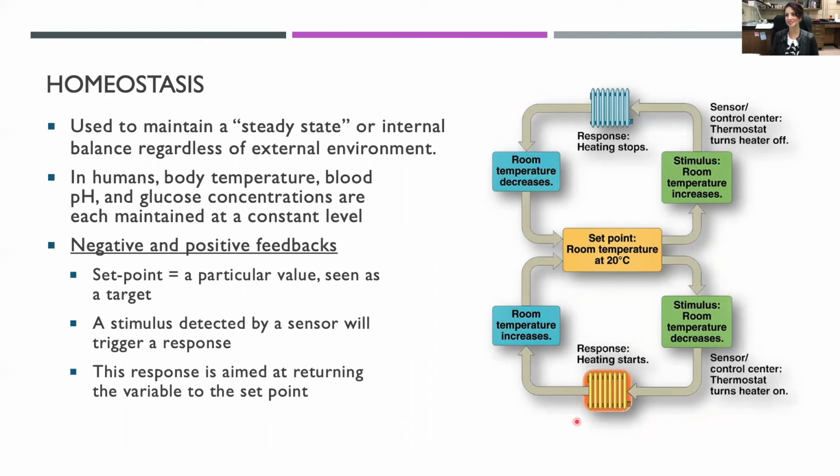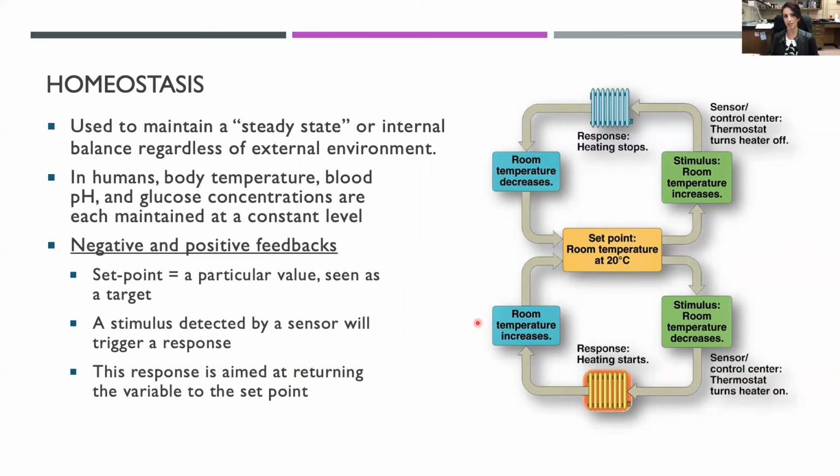So now you know. All right, so this all gets back to the idea of homeostasis, which we've touched on at the beginning of this course, but let's delve into the details of what drives it forward. So homeostasis is used to maintain a, quote, steady state or internal balance regardless of external environment or conditions or shifts. So in humans, we display many instances of homeostasis in regards to our body temperature, our blood pH, also our glucose concentrations. And all of this is supposed to be in a healthy individual maintained at a constant level.